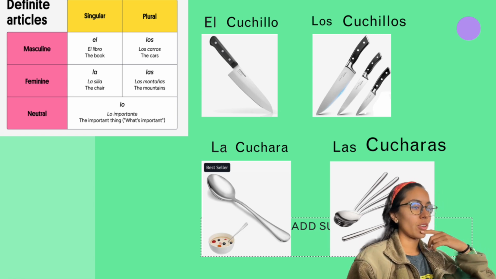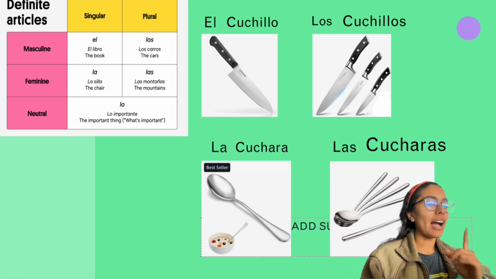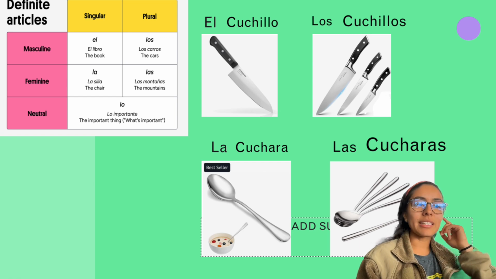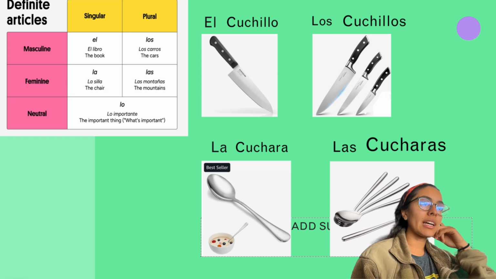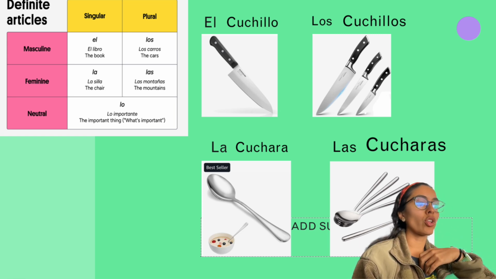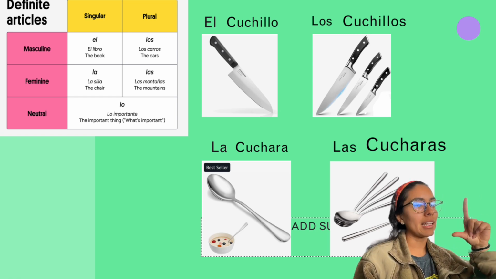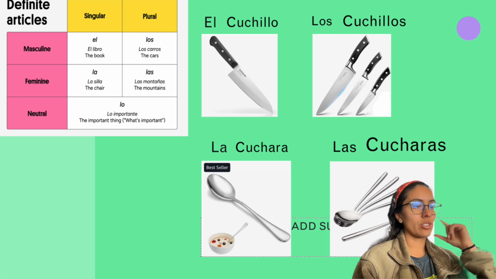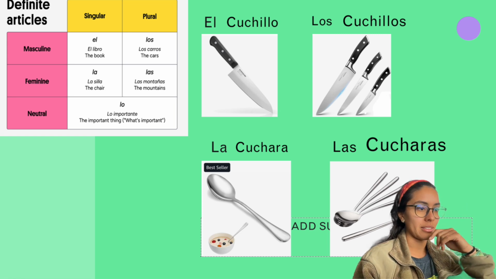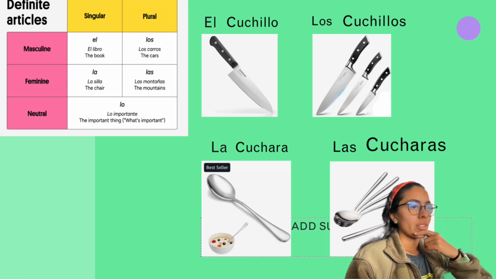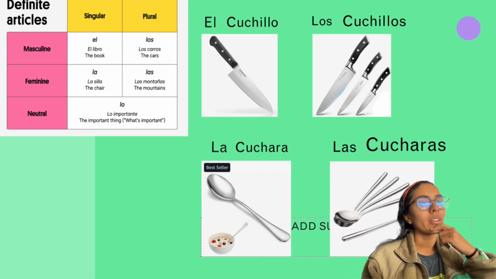Los cuchillos. I think when you guys are saying los, I am hearing more like a D, like Daniel. I don't know why. I feel like you're saying dos cuchillos. So I need you to remember that los is an L. Okay, so just a good one to have in mind. Los cuchillos. Correct. There we go.